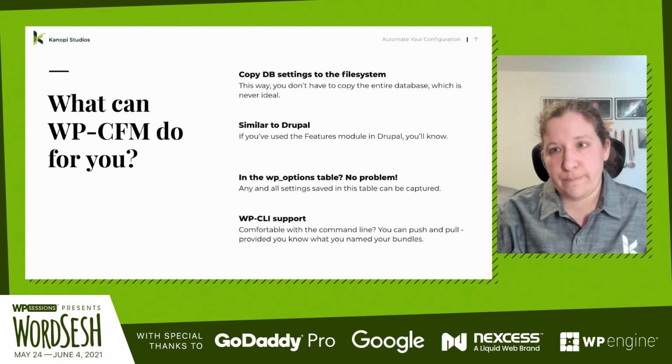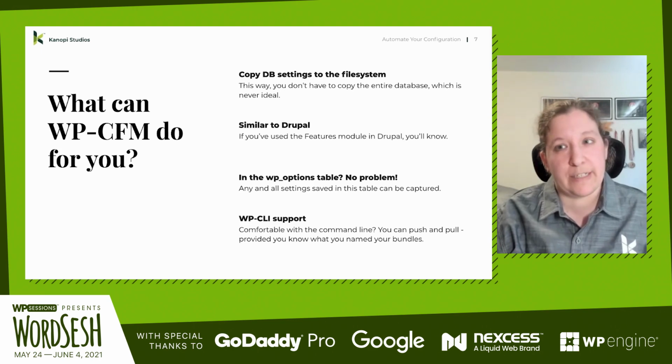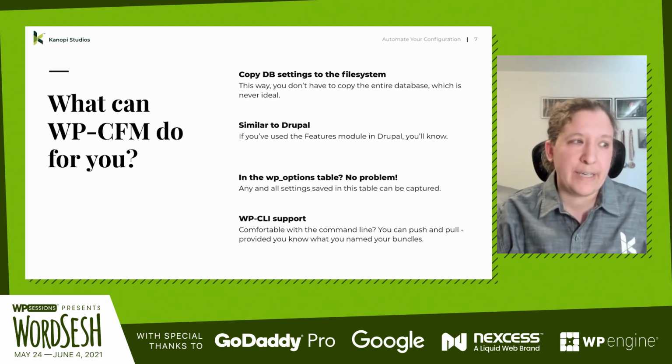That helps with that. It's also very similar to Drupal's Features module. So if you come from a Drupal background, this will probably be a little bit familiar to you. The great thing is, if you have anything saved in the wp_options table, no problem. You can bring that over. And the most exciting part, at least to me, as somebody who has just started to get more familiar with the command line, is that there's WP-CLI support. You can push and you can pull all your settings based on what you named your bundles.